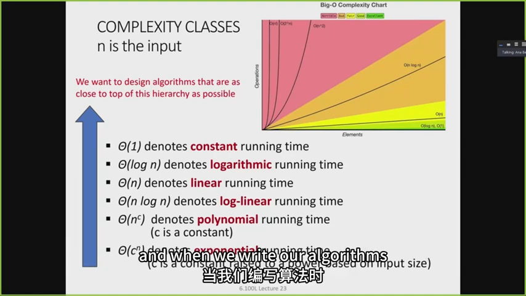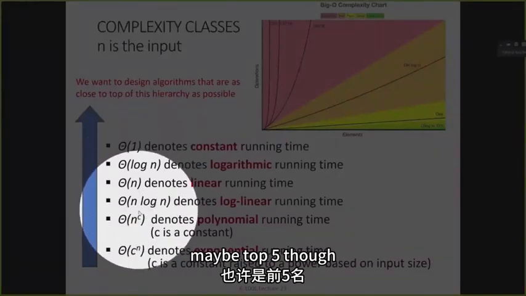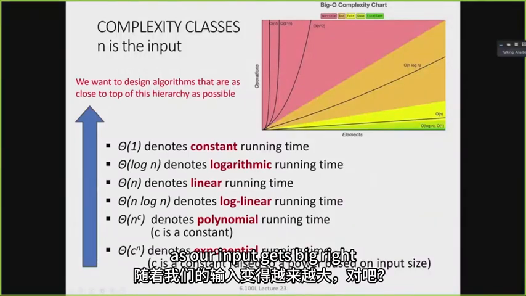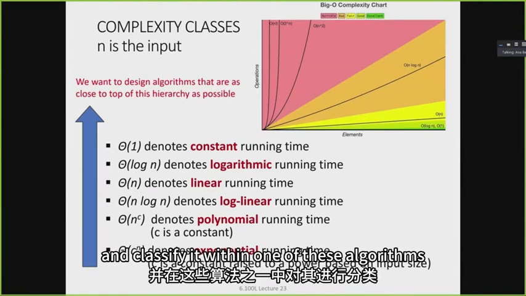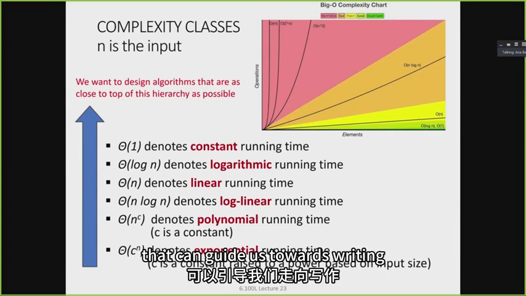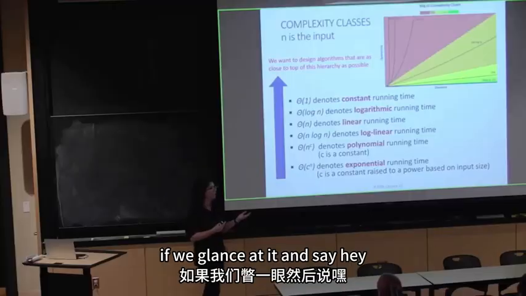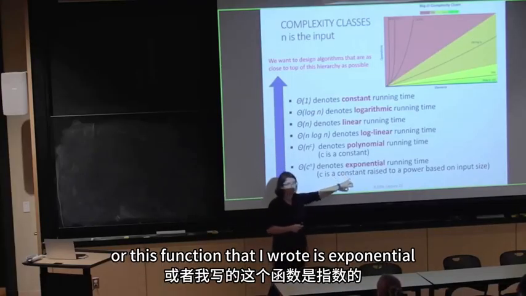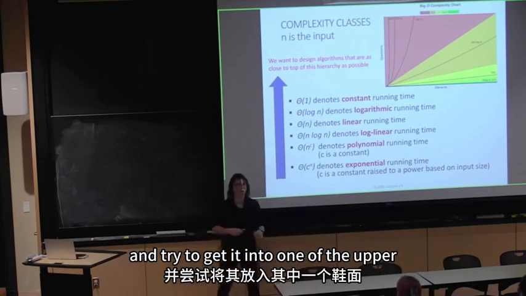And when we write our algorithms, we want to be up in this maybe top 4, maybe top 5, though polynomial is going to grow pretty quickly as our input gets big. So if we can take our code and just quickly glance at it and classify it within one of these classes, that can guide us towards deciding whether the algorithm we wrote was good or bad, right? If we glance at it and say, hey, this function that I wrote is exponential, maybe we want to rethink our approach to the problem and try to get it into one of the upper complexity classes.